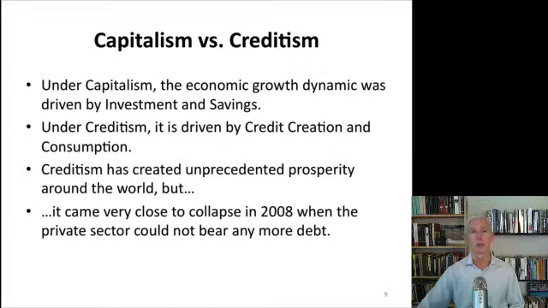But our economic system really hasn't worked that way now since the 1960s. In our case, the growth dynamic is driven by credit creation and consumption, and more credit creation and more consumption. And that's created very rapid economic growth. In fact, much more rapid economic growth than would have occurred under pure capitalism. The problem is now it looks like this new system, which I call creditism, because it's driven by credit growth rather than capital accumulation, now seems to be on the verge of breaking down because the private sector can't bear any more debt. It can't repay the debt it has already.